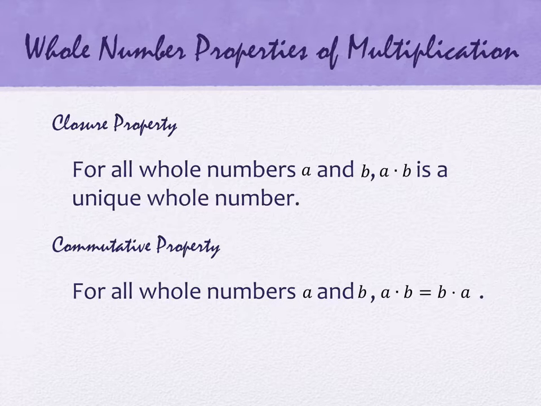Just because one doesn't work with addition doesn't mean it doesn't work with multiplication, and so forth, back and forth. But whole numbers are in fact closed under multiplication. Commutative works as well. A times B equals B times A. You guys know that to be true. 5 times 3 is 3 times 5.